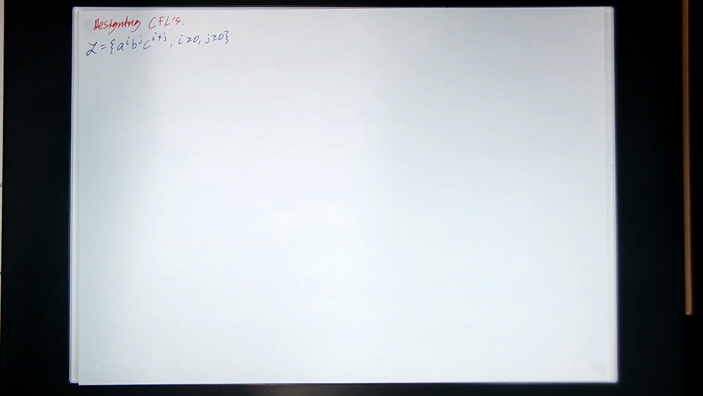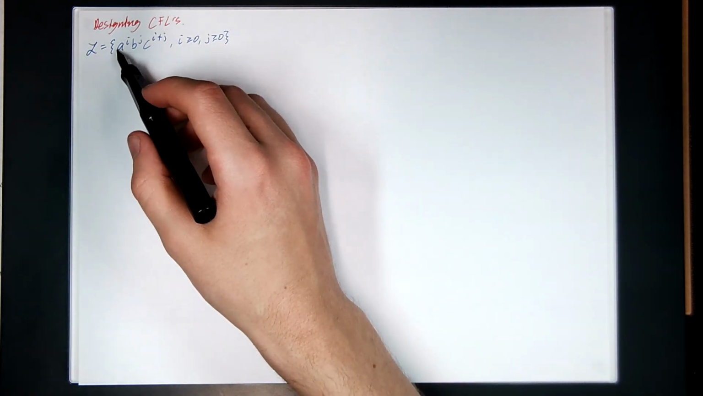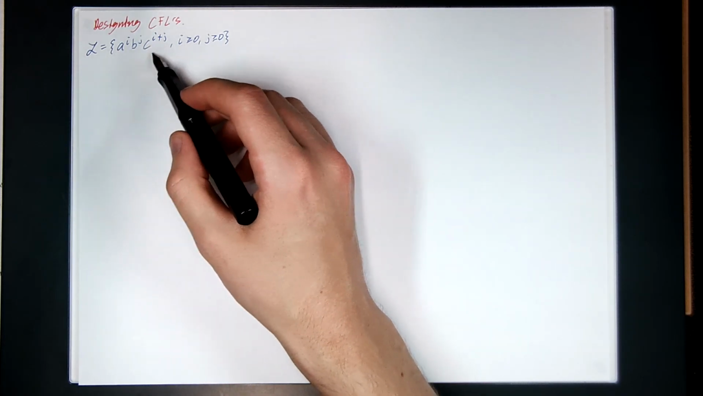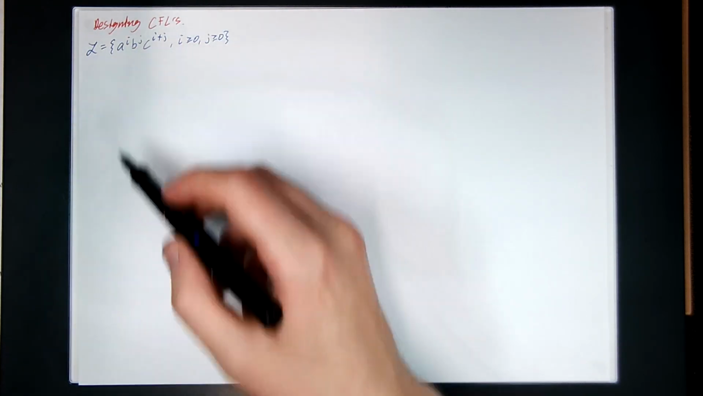Okay, now let's do an example of taking a language and attempting to construct a context-free grammar that describes that language. So here I've got a language. It's any string of the form some number of A's, some number of B's, and some number of C's, where the total number of C's is equal to the number of A's plus the number of B's.